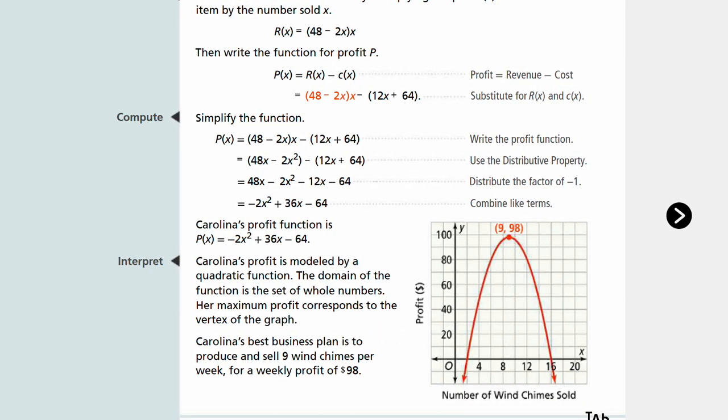So if you graph it, we can see that the maximum profit she could get is 98 when the number of wind chimes sold would be 9. Okay, so the profit would maximize when she sells 9 chimes. So using this function, you'll be able to answer this question neatly. Her best business plan is to produce and sell 9 wind chimes per week for a weekly profit of $98.